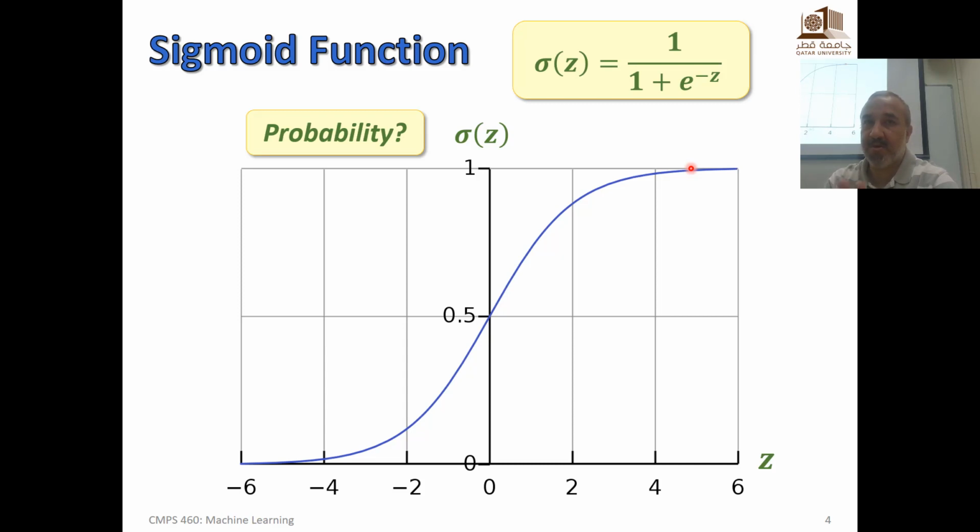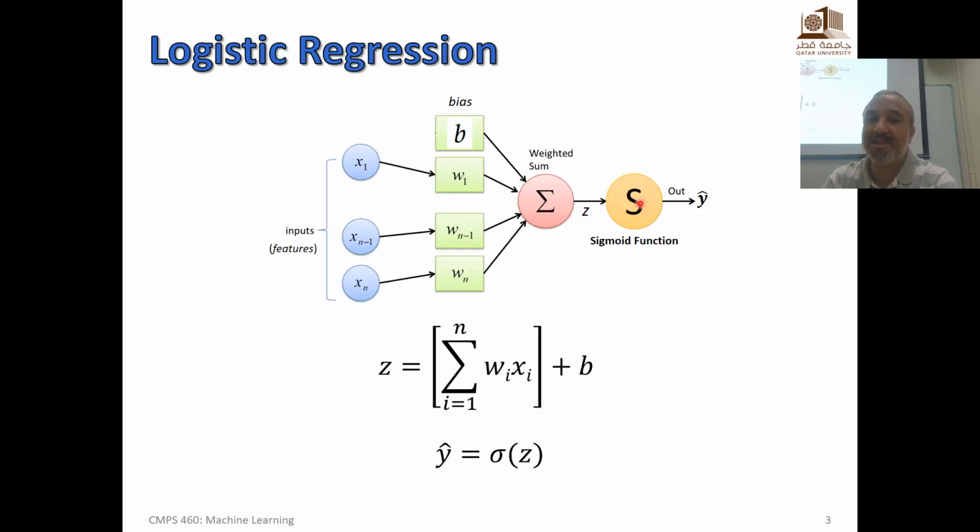Is that clear? Do you understand now how the sigmoid function works? Okay. Now, let's get back to logistic regression. So back to the architecture here. This sigmoid function is applied on the weighted sum.